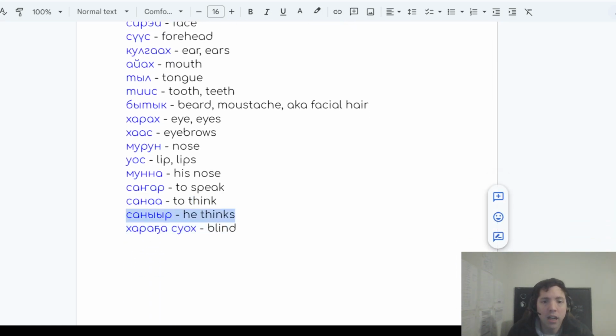Sanir, he thinks. I don't remember if we've covered it in the lessons so far, but if you have a verb that ends in a double vowel, that vowel will very well change when we add the third person conjugation. So instead of sanar, we say sanir for he thinks. Okay, haragas, blind, or it literally means his eyes don't exist. He has no eyes, but it could just mean blind.